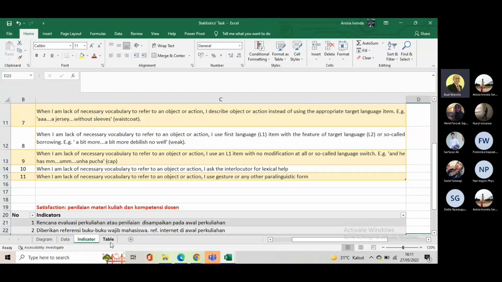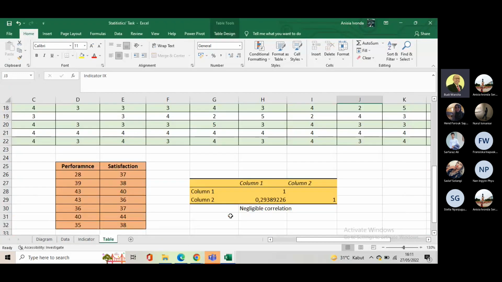Yes, sir. So, sir, my result is negligible correlation, which means they are not correlated at all. Should I change it? Not significant, or we can also say that there is no correlation. Very weak correlation.